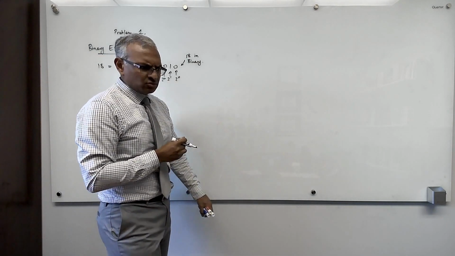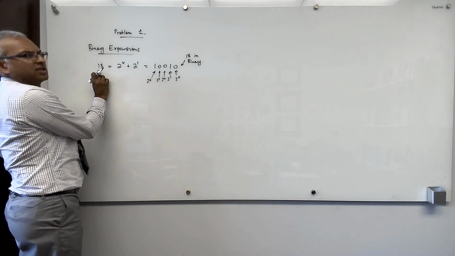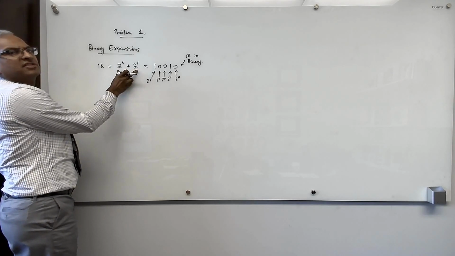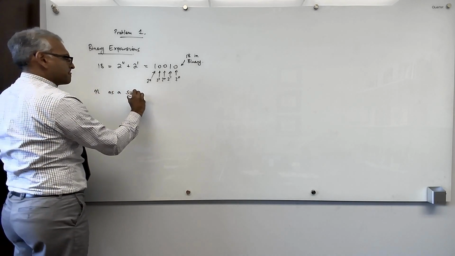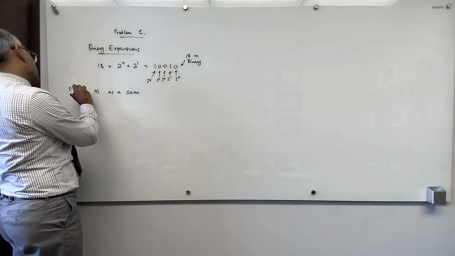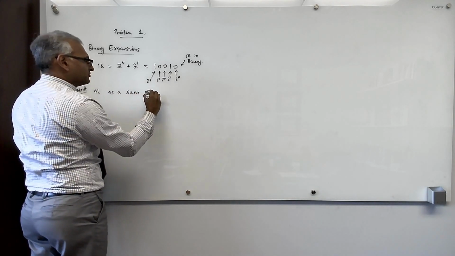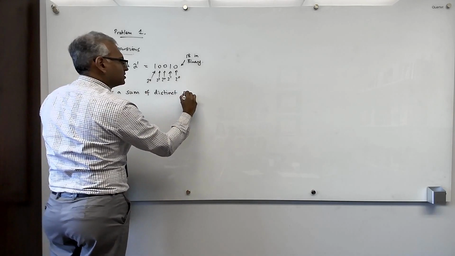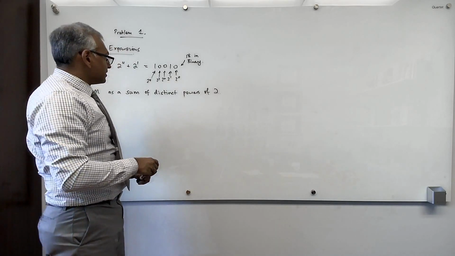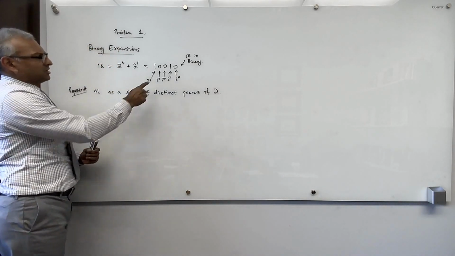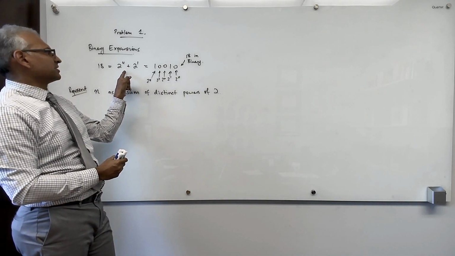You may have taken this as obvious, but what is a binary representation? It's exactly a representation of a number as a sum of distinct powers of 2. So we represent n as a sum of distinct powers of 2, where the coefficients are either 0 or 1. In this case it's 0 times 2 to the 0, plus 1 times 2 to the 1, plus 1 times 2 to the 4.